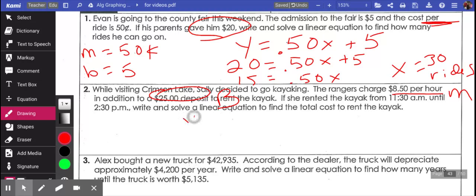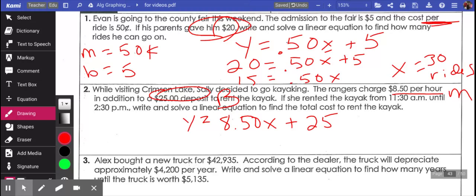So first we have y equals $8.50x plus the $25 deposit. And now it says if she rented from 11:30 to 2:30, find the total cost. So on this one, we're finding the total cost. The other one, they gave him $20, and we had to find out how many rides. And so that's where we were solving for x.